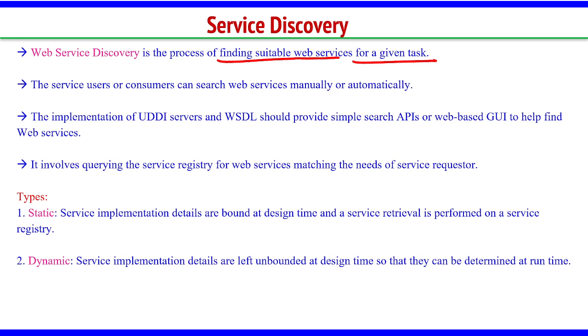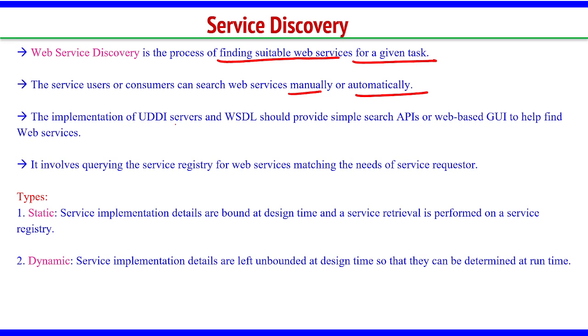Anybody who reads the WSDL file or those three pages, yellow, white and green pages, will be able to find out about your web service, and it will be very clearly stated. So web service discovery is just about finding the suitable web service. The service users or consumers can search for a web service manually or automatically. Manually, they can go and search in the UDDI and get it. Automatically, during runtime, we will understand that.